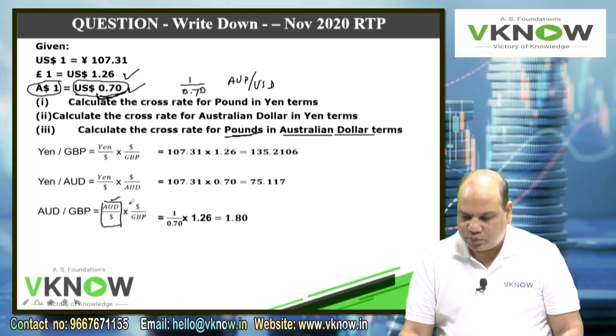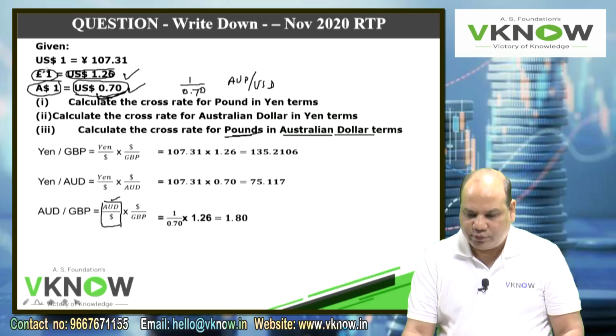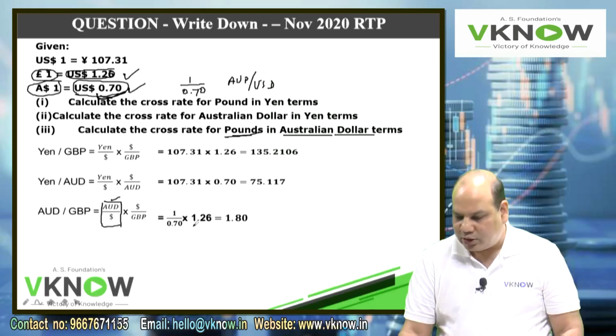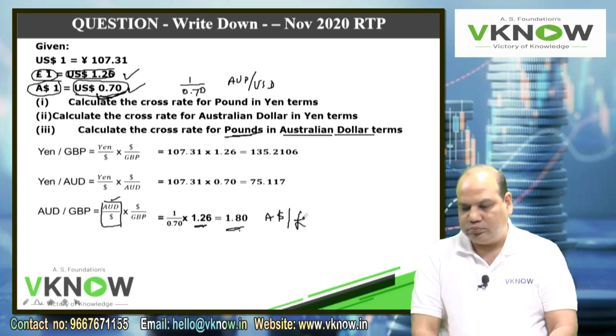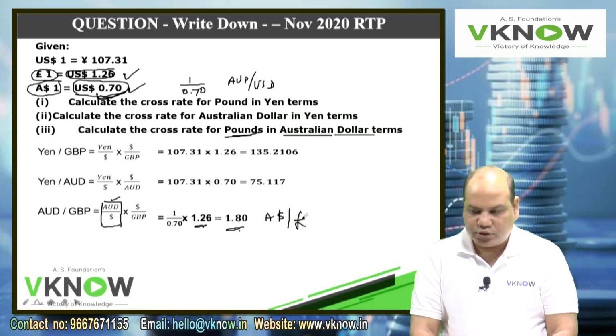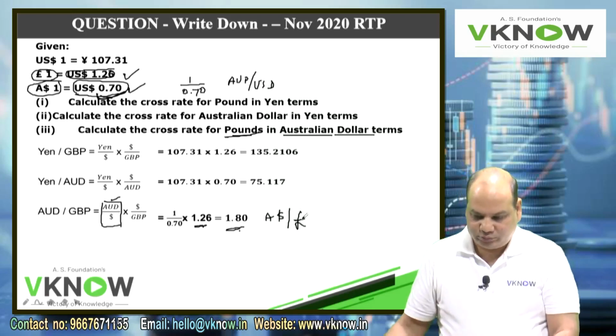And what about dollar per pound? Dollar per pound is given. This is dollar per unit of pound. So directly multiply by 1.26. Check the answer. This is Australian dollar per pound 1.80. This is the answer of this question from November 2020 RTP.